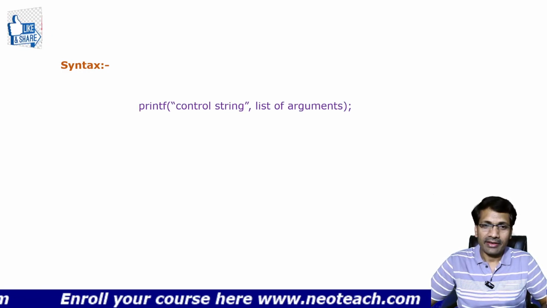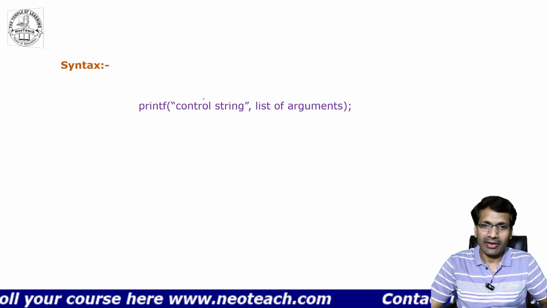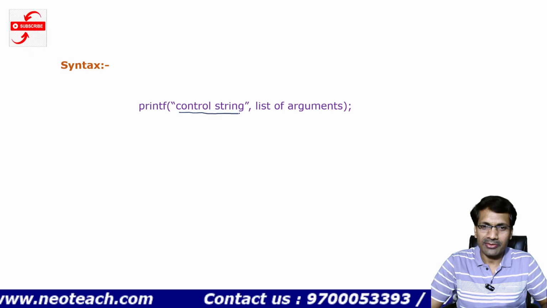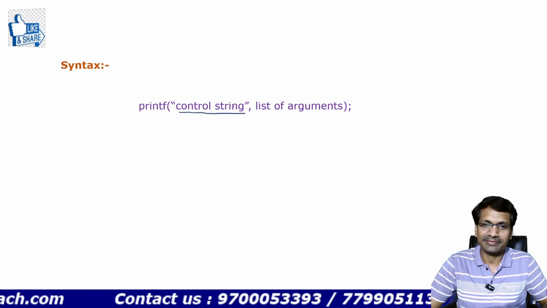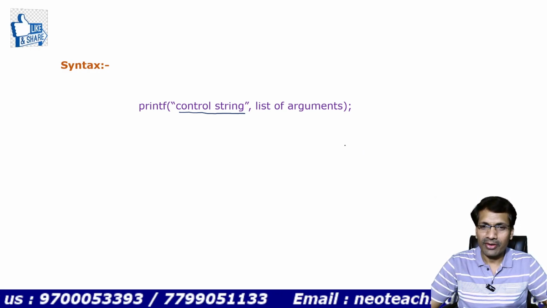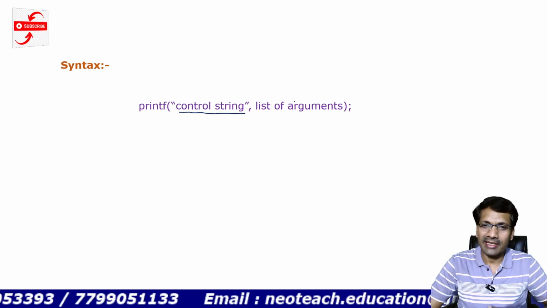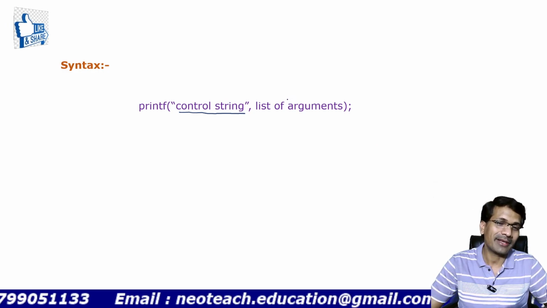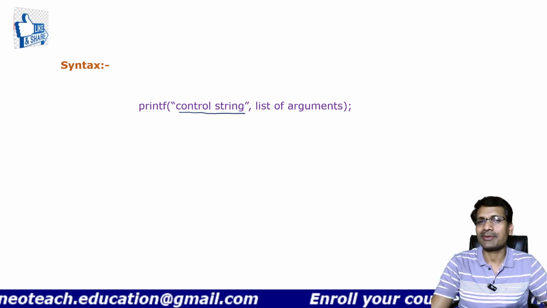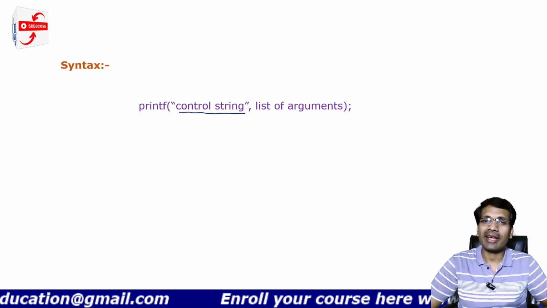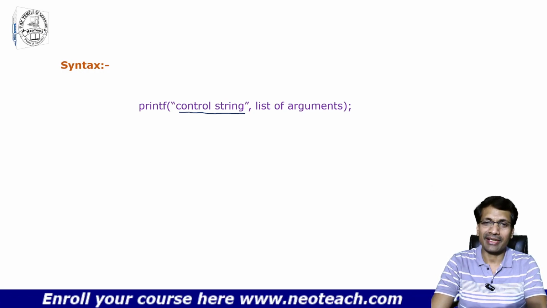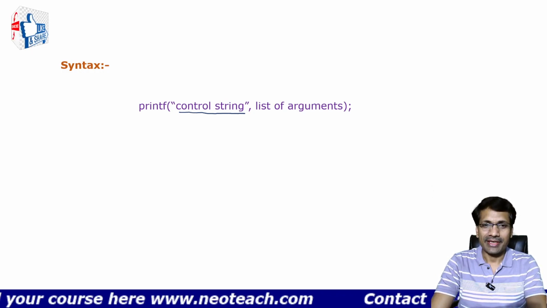See, the printf syntax looks like this. Always the control string is present within the double quotes. Remember, the control string is present within the double quotes. And then the list of arguments, whatever we want to output, are listed here separated by commas. Majorly, the printf function has the control string, and in this control string we can write three different kinds of elements. So what are they? Let me list them out.